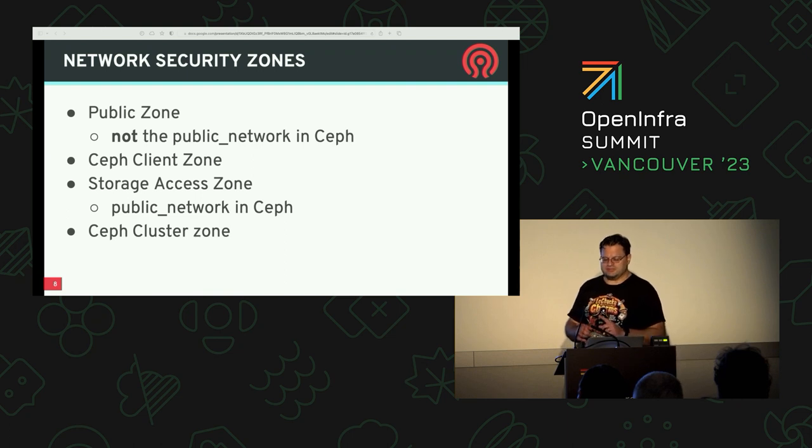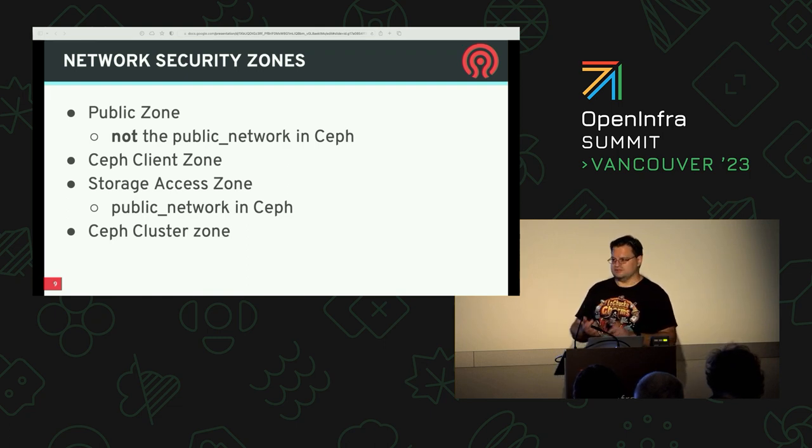Note that the public zone, as I just defined it, does not include the storage cluster front end, the Ceph public_network. That's an unfortunate naming, but that is a different thing. It defines the storage front end and properly belongs in what is called the storage access zone. So anyway, the Ceph client zone next refers to networks accessing Ceph clients.